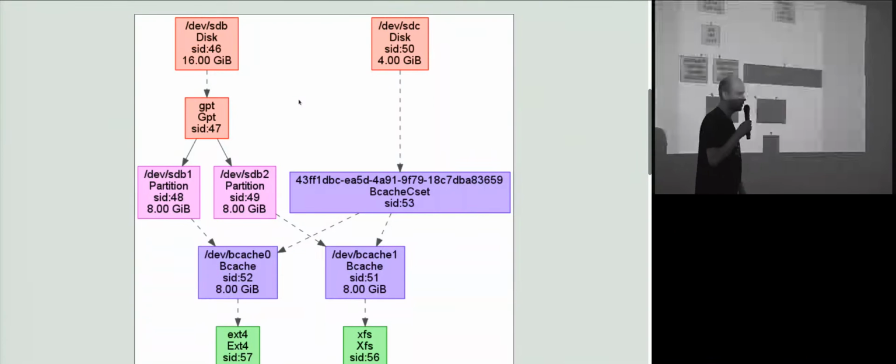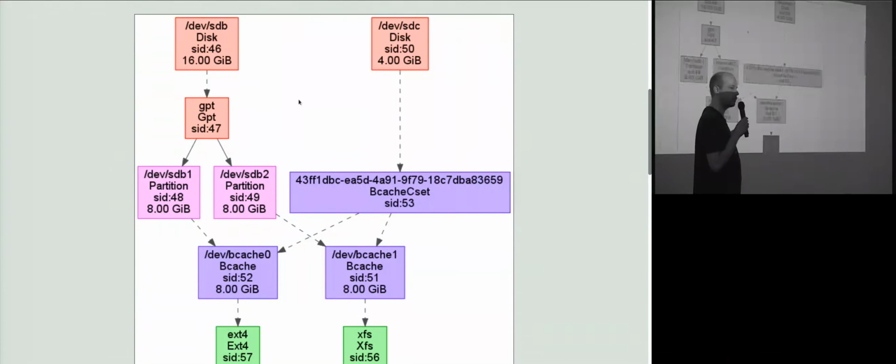It's all done through sysfs. So now in the new libstorage, the data is stored in a graph directly, and this is the dump of the internal data structure. It's a bit more complicated now.